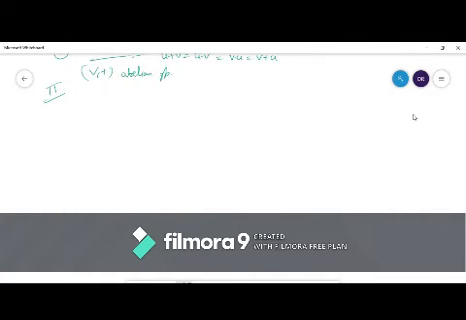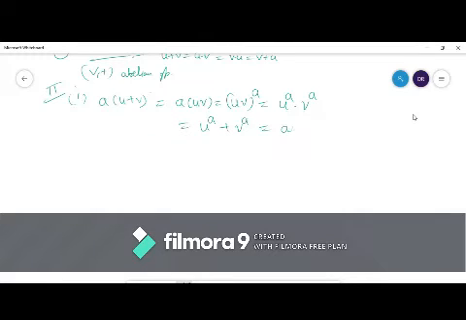First property is a into u plus v. This is equal to a into uv. This is equal to uv raised to power a. This is equal to u raised to power a into v raised to power a, and this can be written as u raised to power a plus v raised to power a. This is equal to au plus av. First property satisfied.